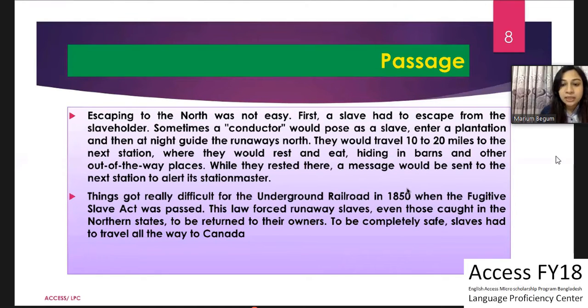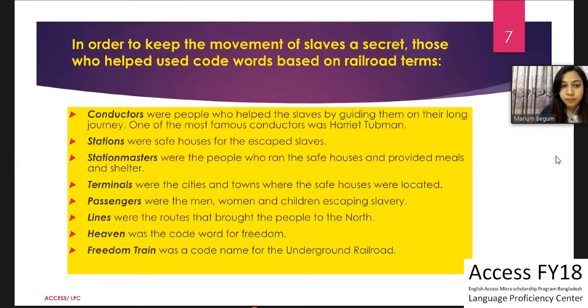Okay, so see, there are some code words like railroad. They used code words here as well. In order to keep the movement of slaves a secret, those who helped used code words based on railroad terms. They used these code words so that people would not understand what they were actually doing. People were escaping.